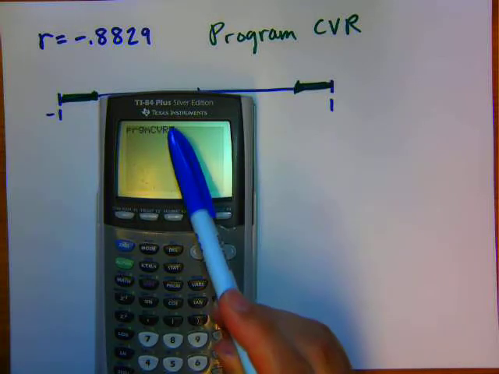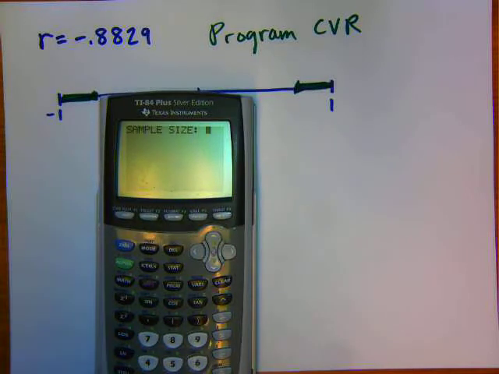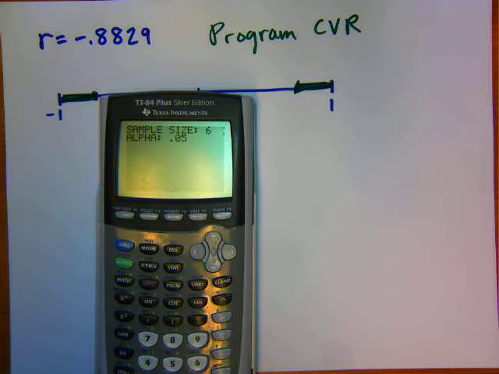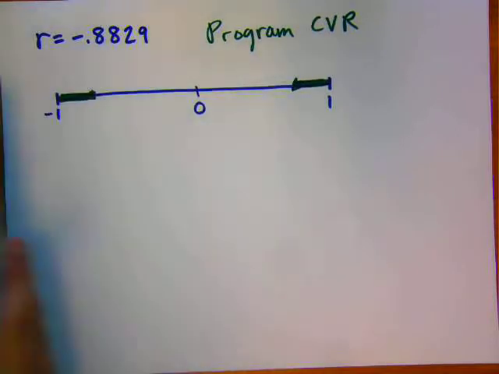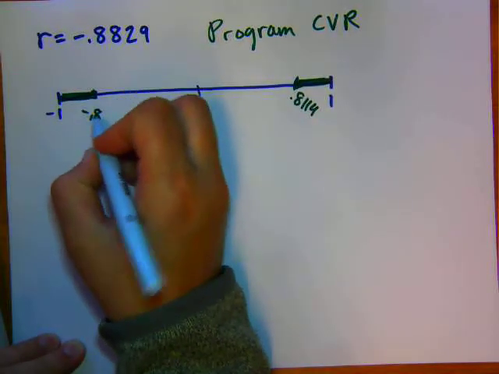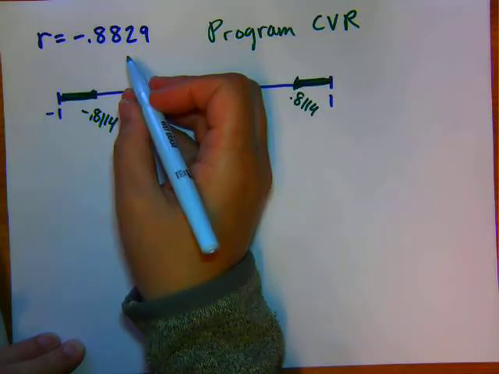If you're on a TI-89, you'll actually have an open parenthesis. You'll need to do a close parenthesis, then enter. It'll ask you for our sample size. There were 6 pairs of data, so we're going to put in 6. Alpha was 0.05. If it's not given to you, always default back on 0.05. Hit enter again. We are going to be doing the two-tailed test. So it gives us here 0.8114. So 0.8114 and negative 0.8114 are the critical values, and you're using your correlation as the test statistic.